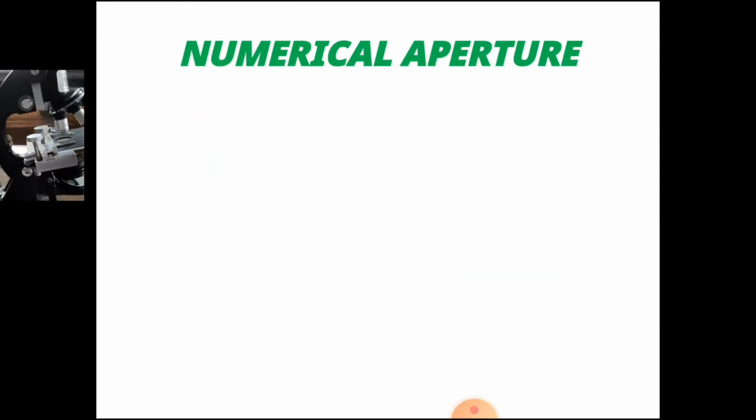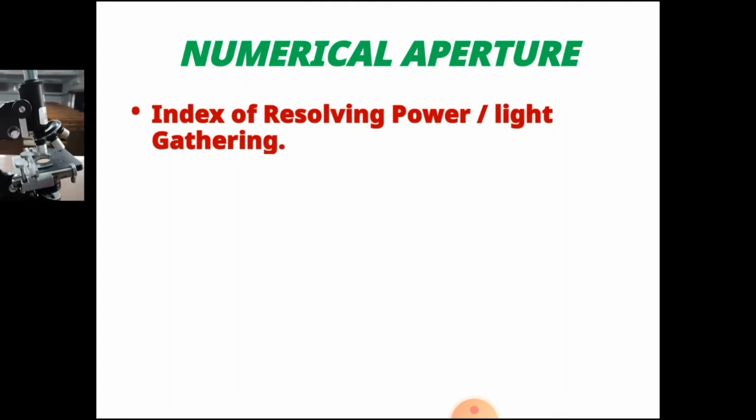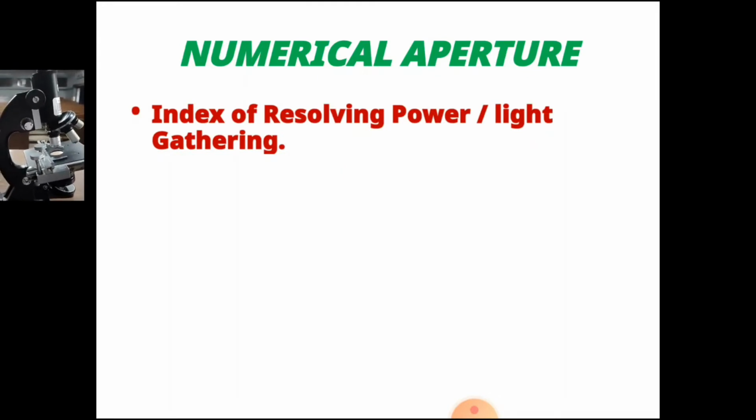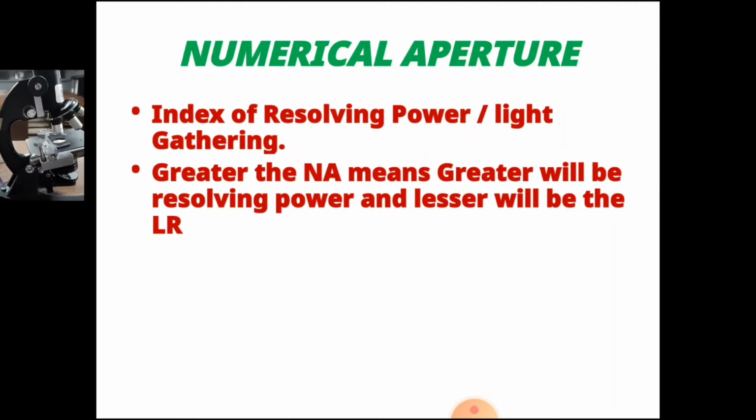Now, another term is numerical aperture. Numerical aperture is the index of resolving power or light gathering power of a lens. The greater the numerical aperture, the greater will be the resolving power of the lens, and the greater the numerical aperture, the lesser will be the limit of resolution.